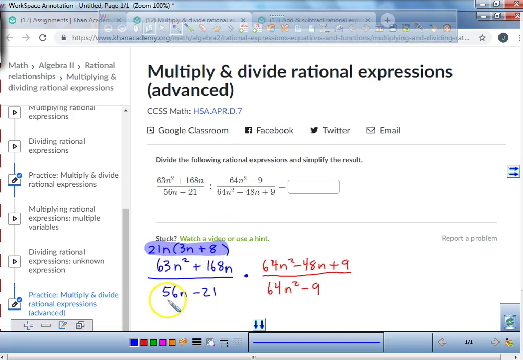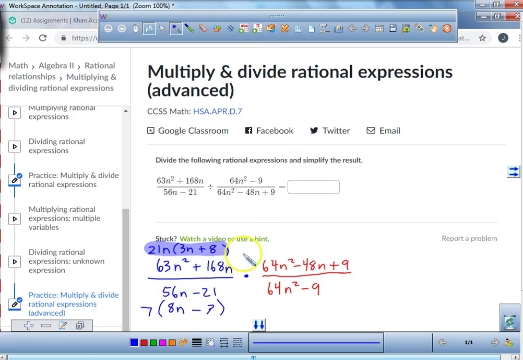Now what's the greatest common factor that can go into 56 and 21? 7. 7 times 8 is 56. 7 times 3 is 21. Alright, so those are the factors of the denominator.